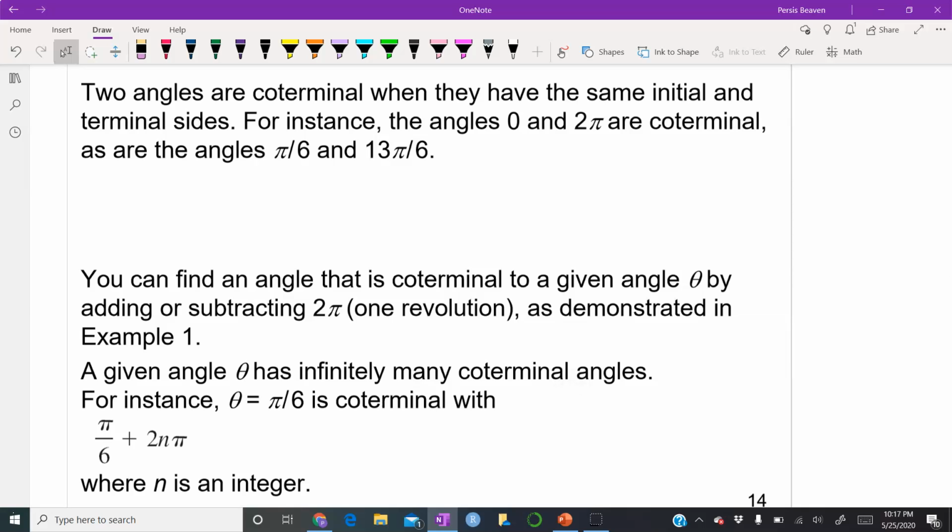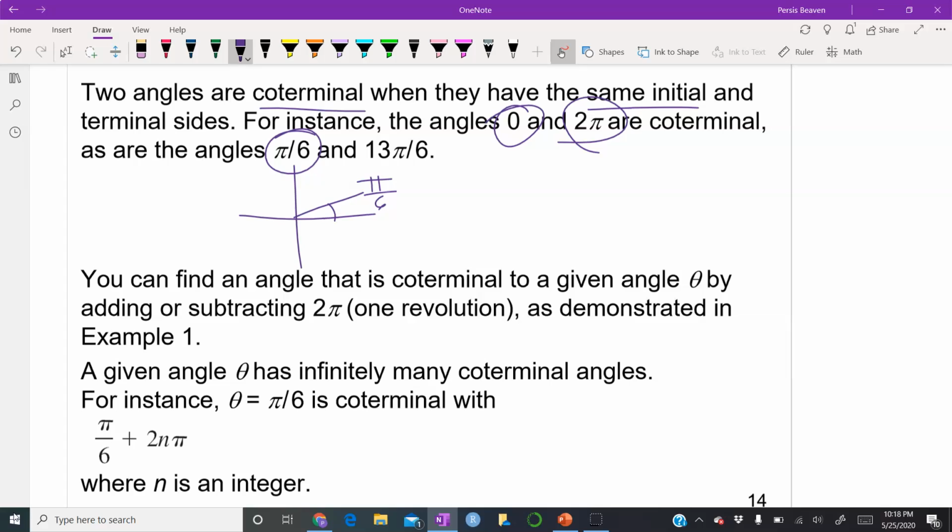So from here, we've been discussing initial side, terminal side. So two angles are coterminal when they have the same initial and terminal sides. For instance, 0 and 2 pi are coterminal. So let's go ahead and check this by drawing what pi over 6 will be. Pi over 6 will be over here, a sixth of half of a circle.